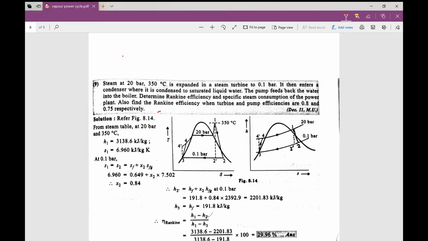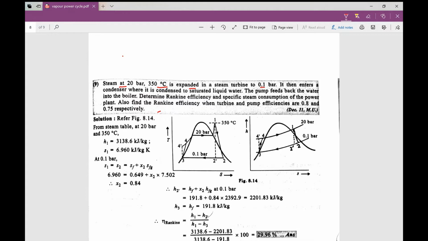Dear students, now let us come to the last numerical part based on the Rankine cycle. So here is the last numerical. It is given as steam at 20 bar, 350 degrees centigrade, is expanded in a steam turbine to 0.1 bar.